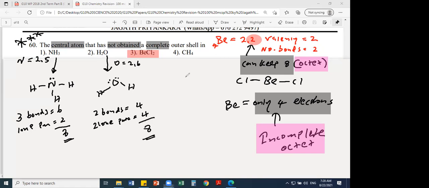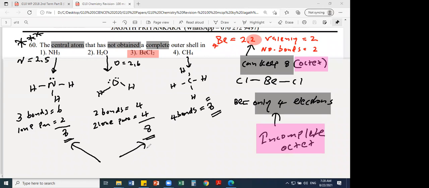Is that clear? If you take CH4, how many bonds? 4 chemical bonds, 4 covalent bonds. It is a non-polar organic covalent molecule. So 4 bonds, no lone pairs. 4 bonds means how many electrons in total? Each bond has 2 electrons. After bonding, those bonding electrons belong to both atoms. So it has 8 electrons. All of these are octet, octet, octet.